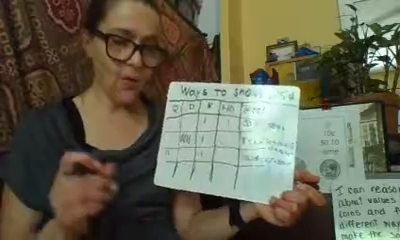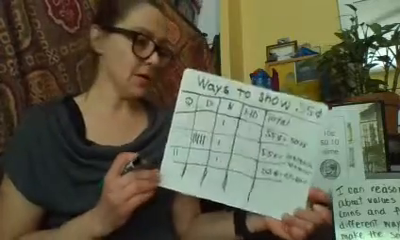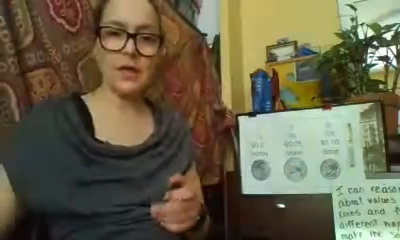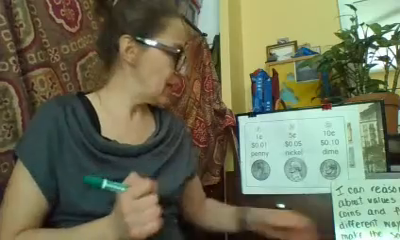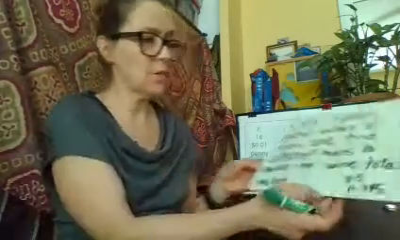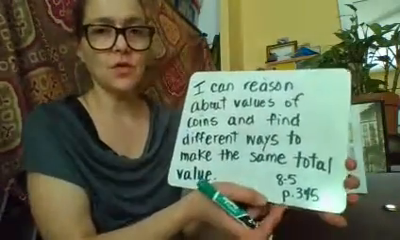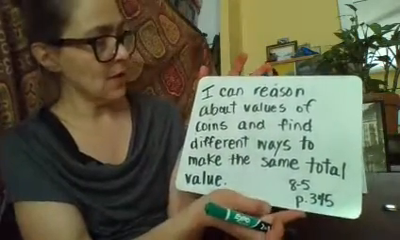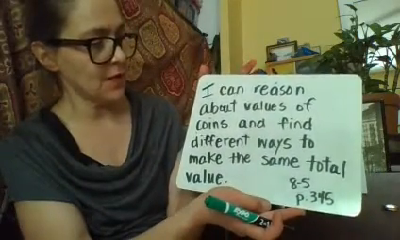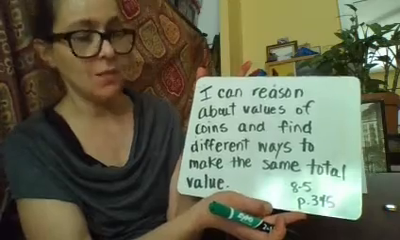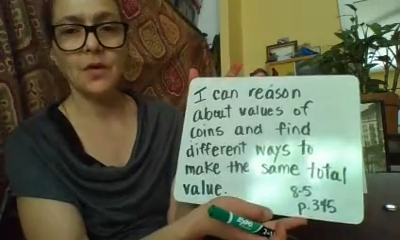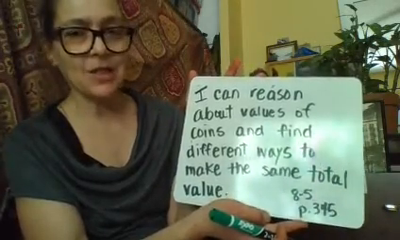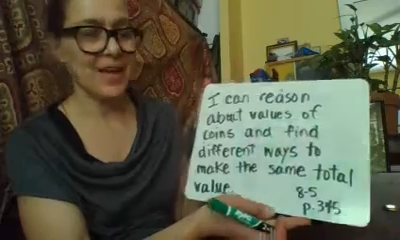Okay? And now I'm going to leave you here, and we're going to read our focus question one more time. And I want you to work on page 345 and do the solve and share on your own. I can reason about values of coins and find different ways to make the same total value. Remember, you're making exchanges. Okay?